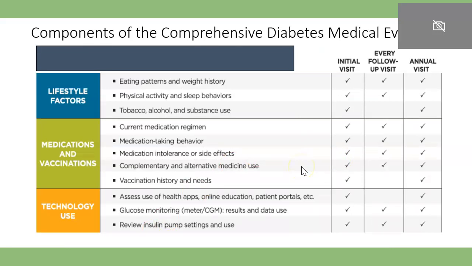Also, eating patterns, weight history, physical activity, how are they sleeping? Are they at risk for obstructive sleep apnea? If they are, do the STOP-BANG screening tool for patients. That is very important, that we don't miss sleep apnea because that can help improve their other comorbidities such as hypertension. Tobacco, alcohol, and substance abuse, and what medications are they taking, as well as how are they with technology?